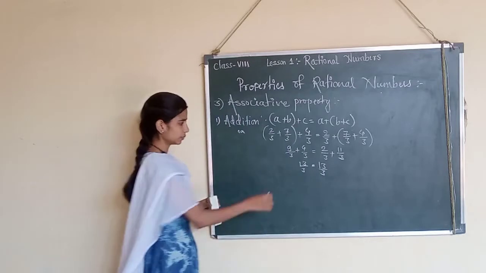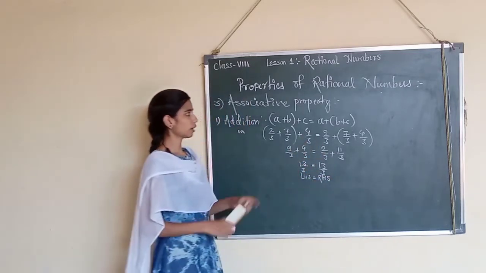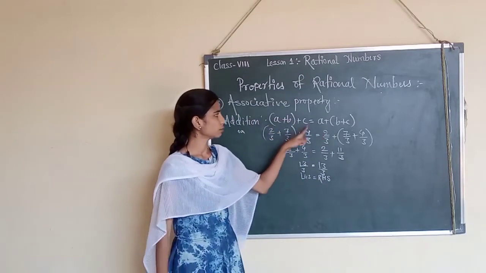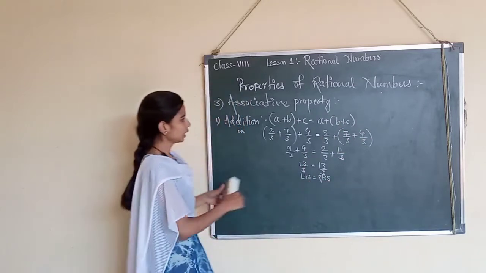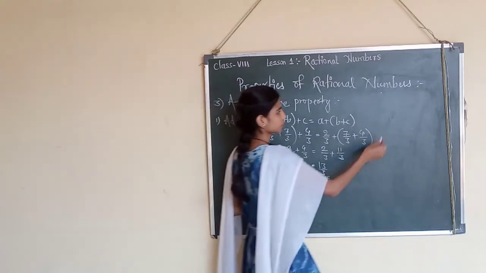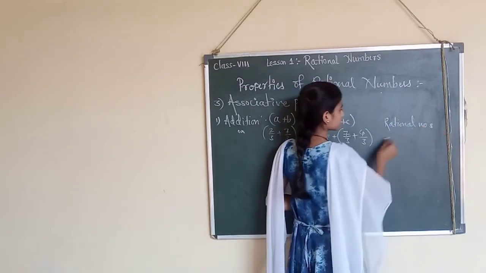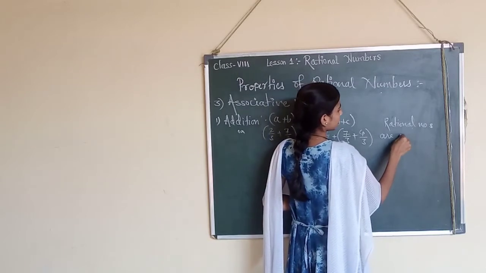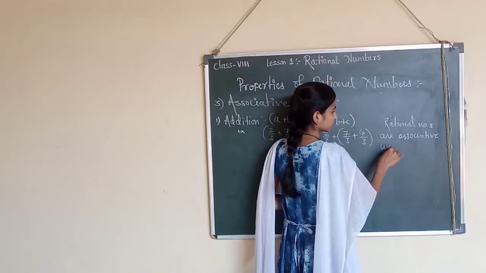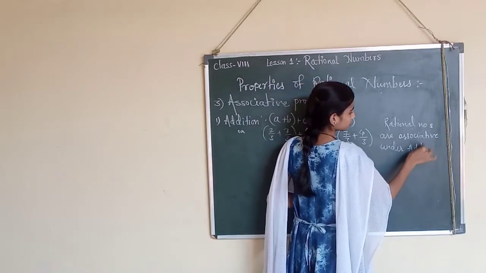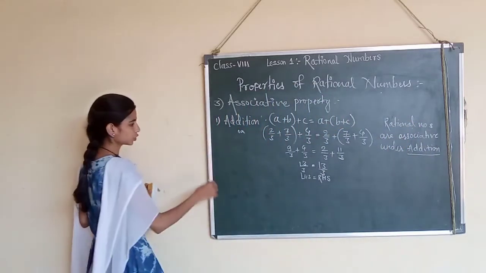Here we can see that LHS is equal to RHS. Means when we rearrange the rational numbers using any one operator, then the answer will be the same. It means that rational numbers are associative under addition. Okay. Now we'll see for subtraction. Second one.